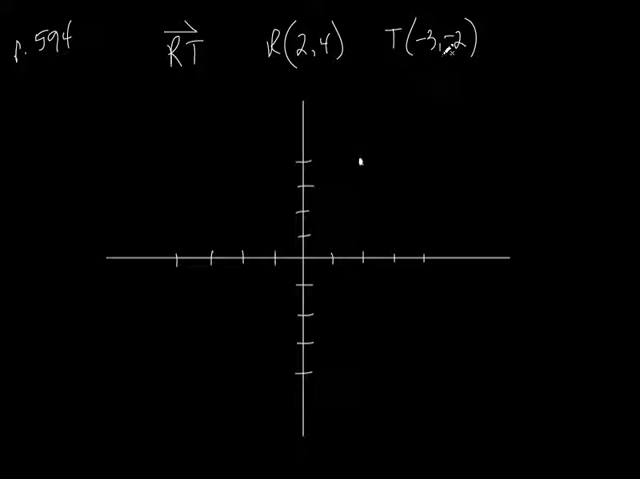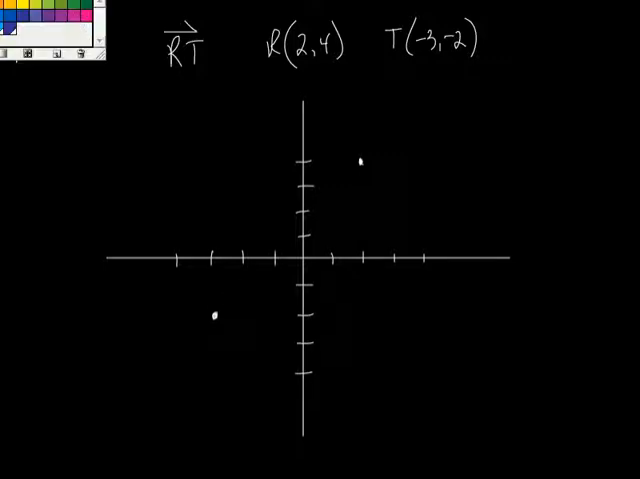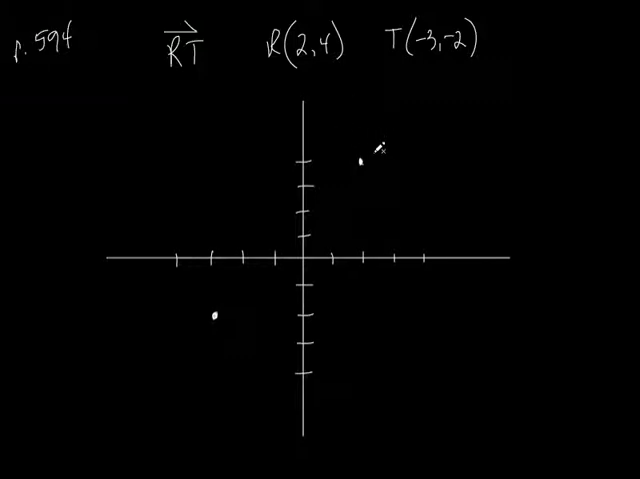All right, so 2, 4, and this is -3, -2. So -3, 1, 2, 3, and 1, 2. All right, so there's our 2. Let's draw the vector in a different color just so it stands out a little bit. So look what we're doing. We're starting from R. This is R right here. Should put the point. And then this is T right here. And we're starting from R and we're going to T. So I'm going to put the arrow down here at T.